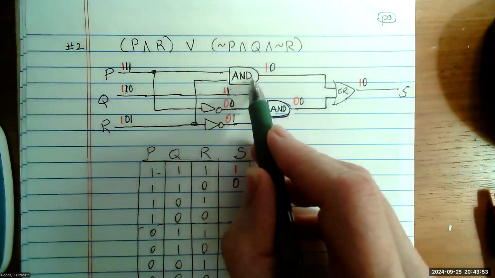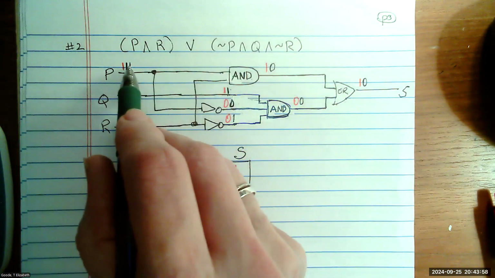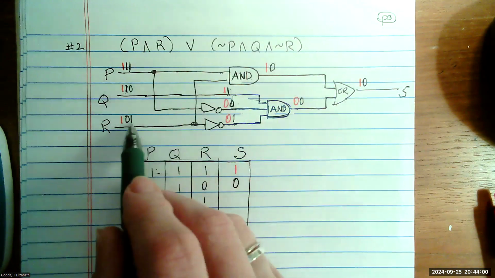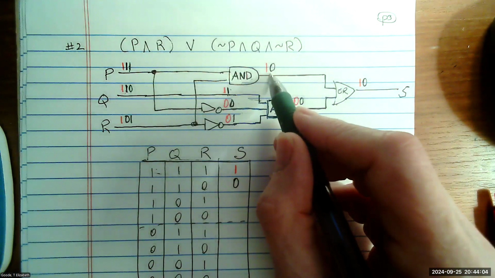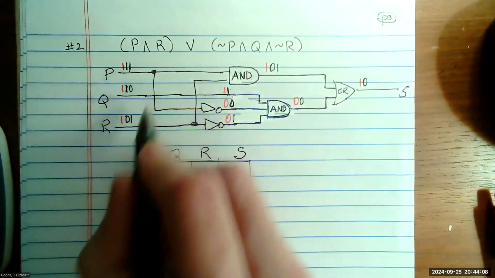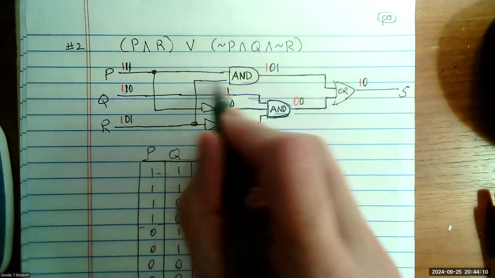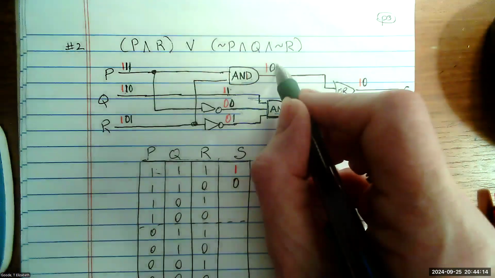All right. So what's going to come out of this AND gate? Well, let's look. What's feeding in? A 1 for P is feeding in. A 1 for R is feeding in. What comes out of this AND gate? A 1. Yeah, because P is 1 and R is 1, and that's what's feeding into it, P ANDed with R. So 1 comes out of there.